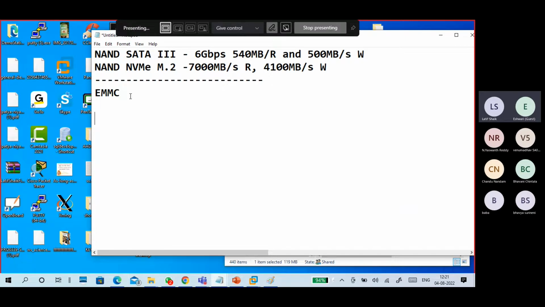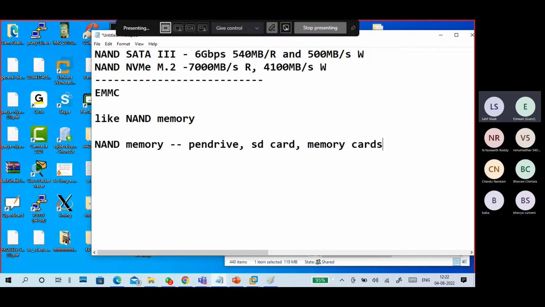I typed eMMC, not available. It is also a NAND memory type. Guys, what is this NAND memory? It is like your pen drive, SD cards, memory cards, different types of cards. SD card is also a memory card, but different types of cards are there, including the eMMC card.